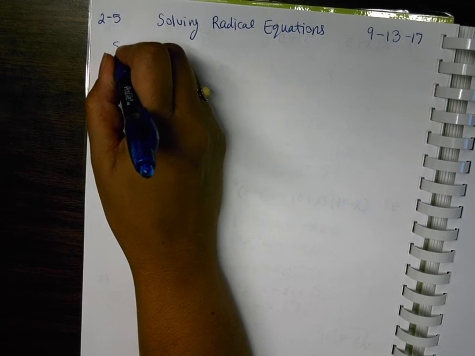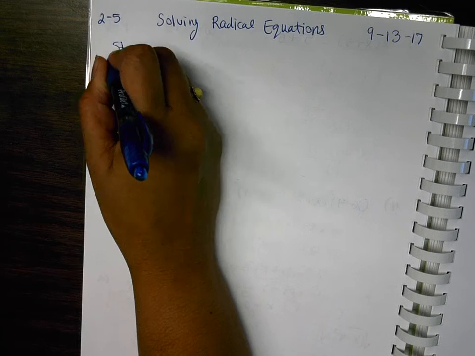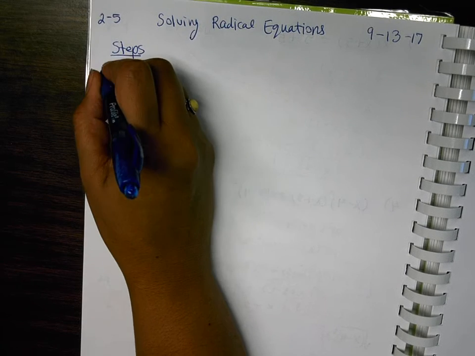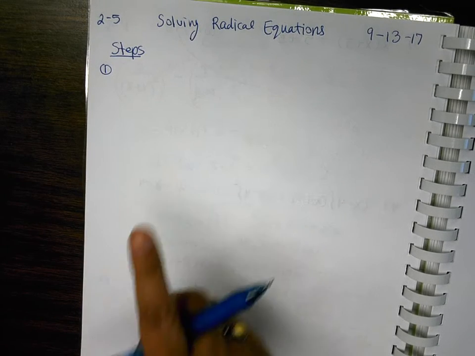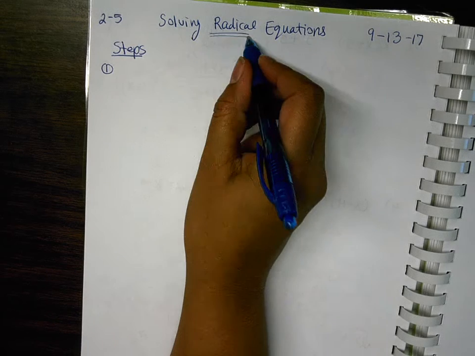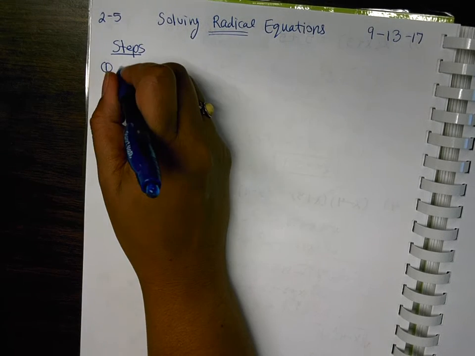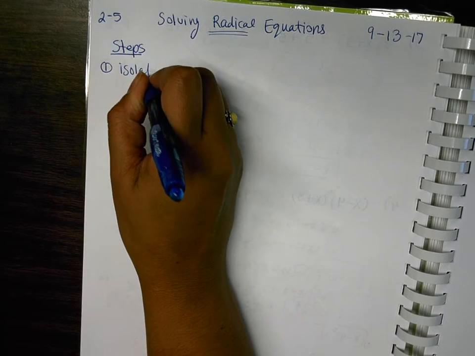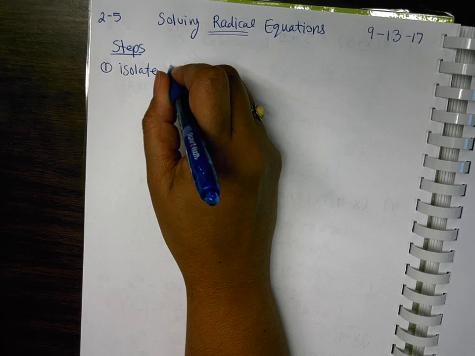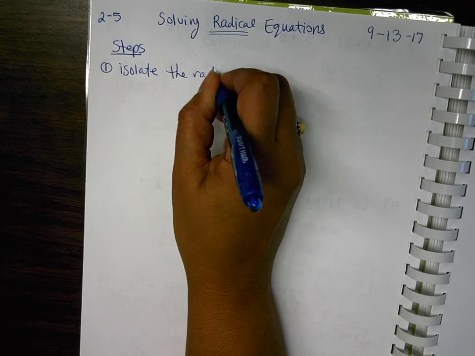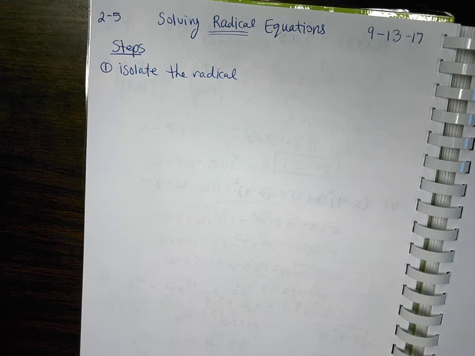Okay, steps. All right, today we're dealing with radical equations. You've dealt with radical equations before, but this is the first time in this class, as a review, so you've seen this before. Of course, they're harder now because this is advanced math. Isolate the radical is the first step.